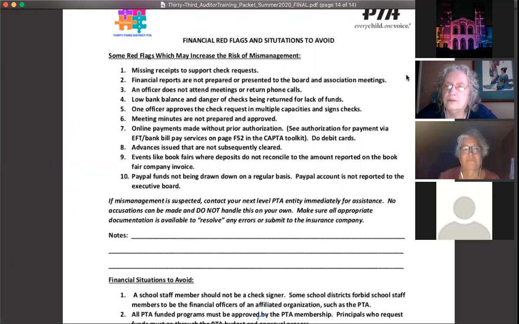I just want to share also that any over-remittance of memberships is not reimbursed, but under-remittances are to be remitted to the council and the district.